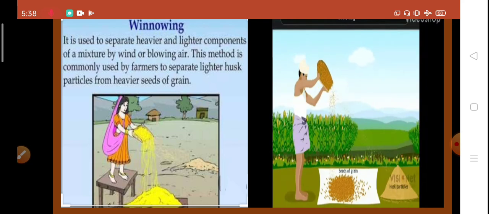See, the lighter particles are moving apart from the person and are depositing in one place, but the heavier, useful part is depositing just below the leg of the man because heavier particles cannot move far apart.